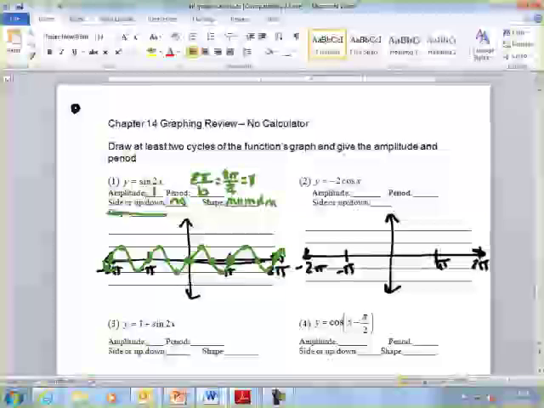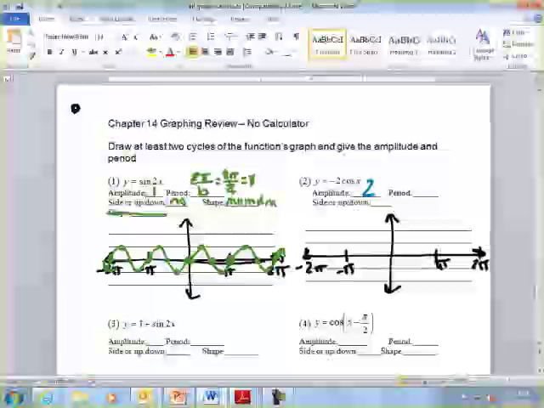For number 2, the markings will be the same. For most of the questions, it's going to go negative 2 pi to 2 pi to fill in. For number 2, what is the amplitude? 2. The amplitude comes from a multiplier in the front, but the amplitude is always a positive value because amplitude is a height, and height is positive.